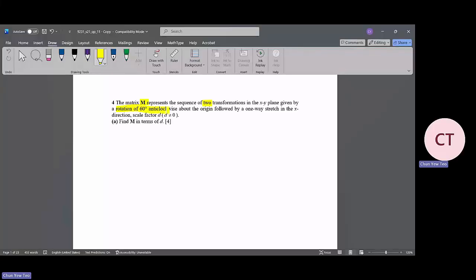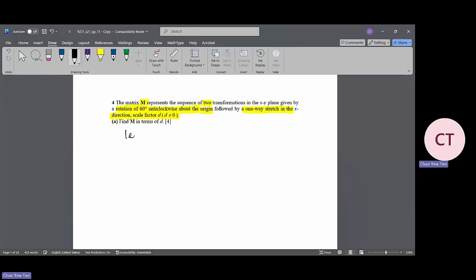Rotations of 60 degrees anticlockwise about the origin, followed by a one-way stretch in the x direction with scale factor d, and d not equal to 0. You want to find M in terms of d.